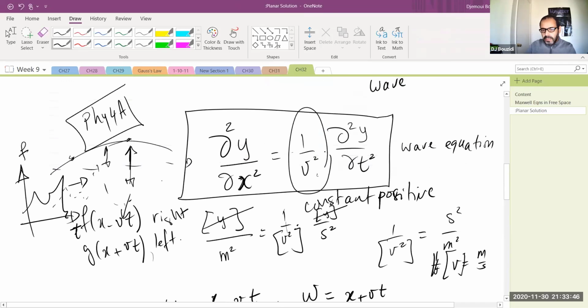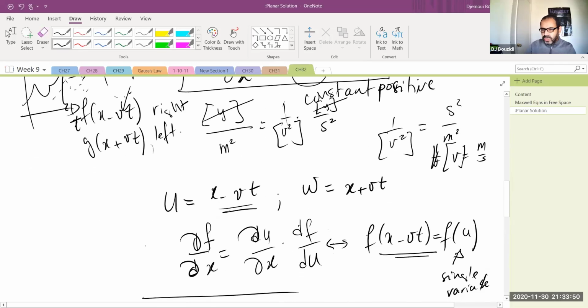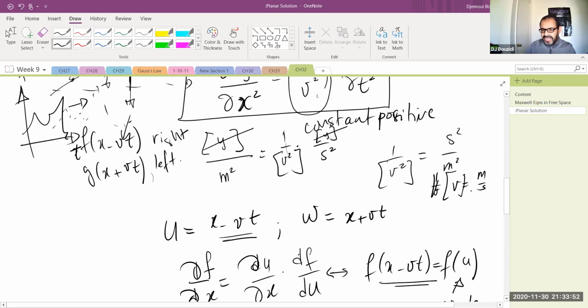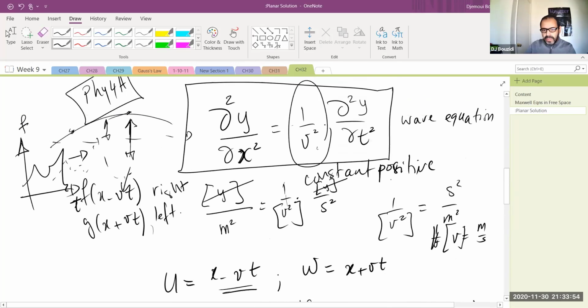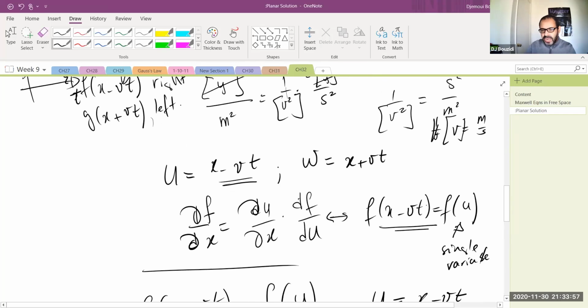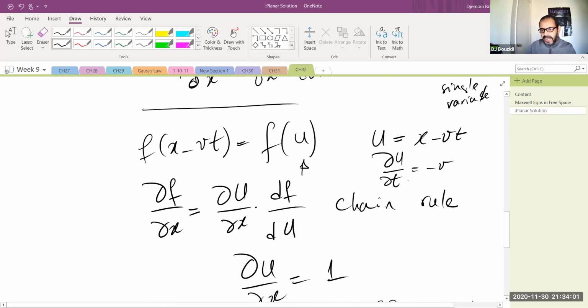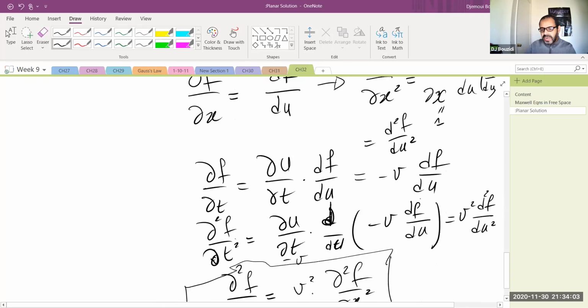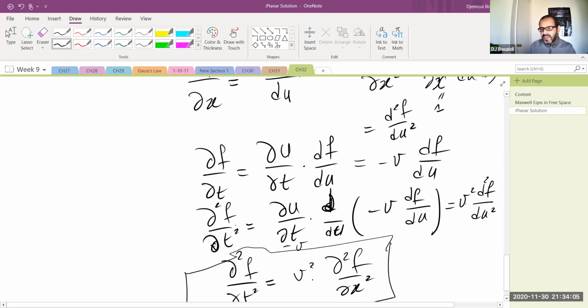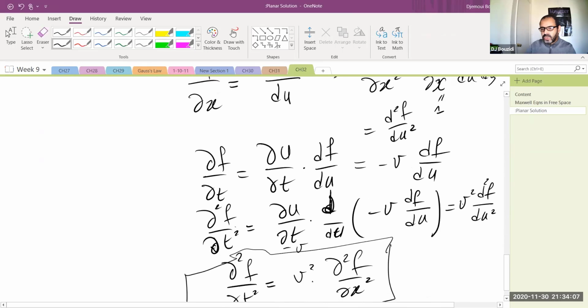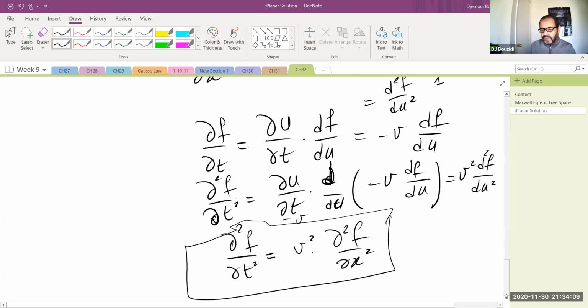But the point being in here, this is the right solution. Same thing actually with the left solution, except that instead of having a minus v in here, when we do the w changes and I take the derivative with respect to time, I will have a positive v. So I'll have a positive v times a positive v, which is going to be a v squared in here. So both of them are actually solutions, whether the f or the g function.